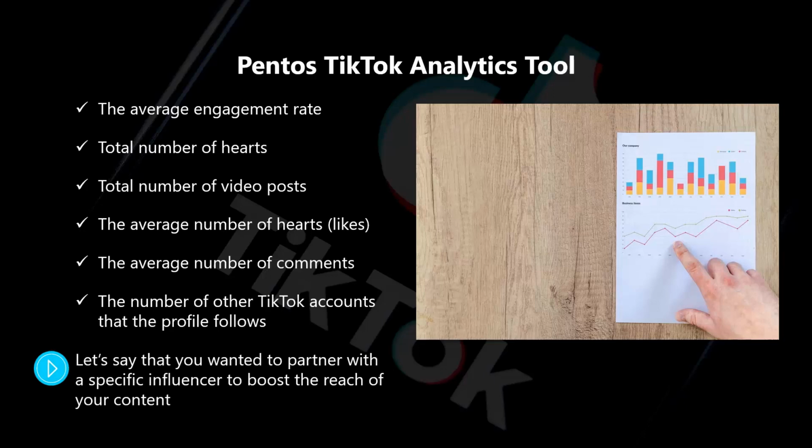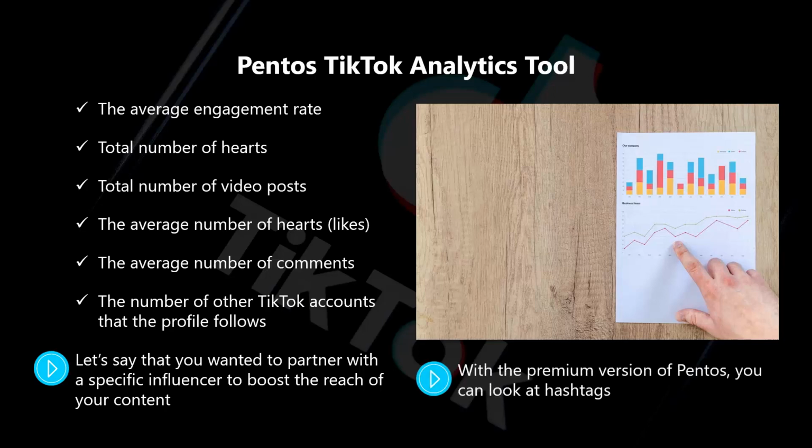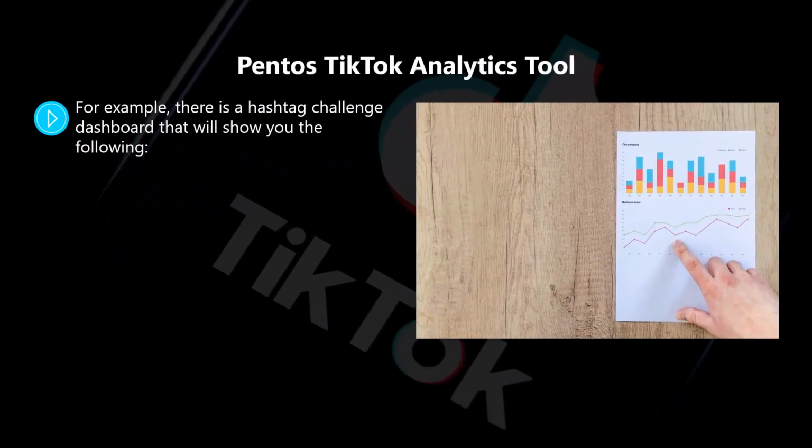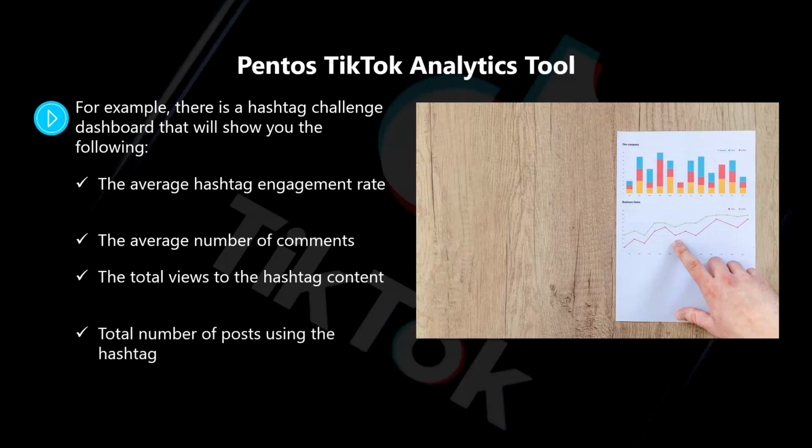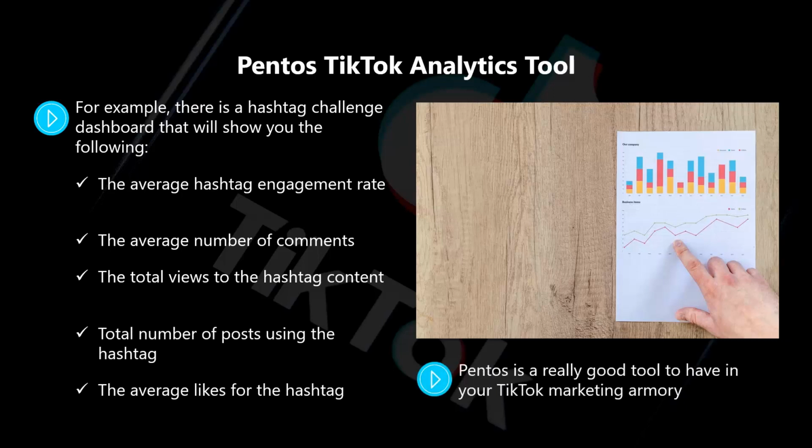Let's say that you wanted to partner with a specific influencer to boost the reach of your content. You can use Pentos to see what their average engagement rate is, which will help with decision making. With the premium version of Pentos, you can look at hashtags. For example, there's a hashtag challenge dashboard that will show you the following: the average hashtag engagement rate, the average number of comments, the total views to the hashtag content, total number of posts using the hashtag, the average likes for the hashtag.